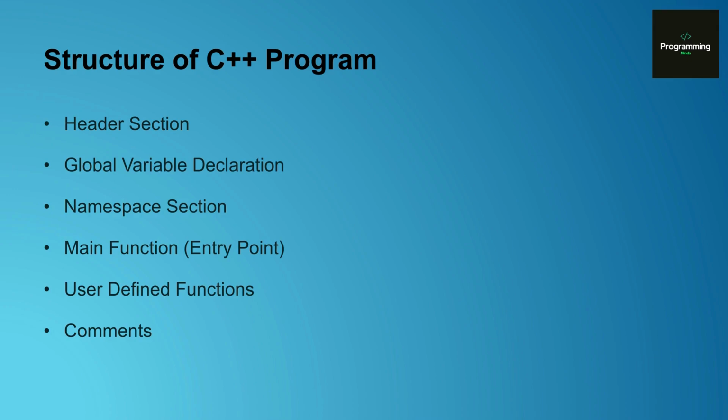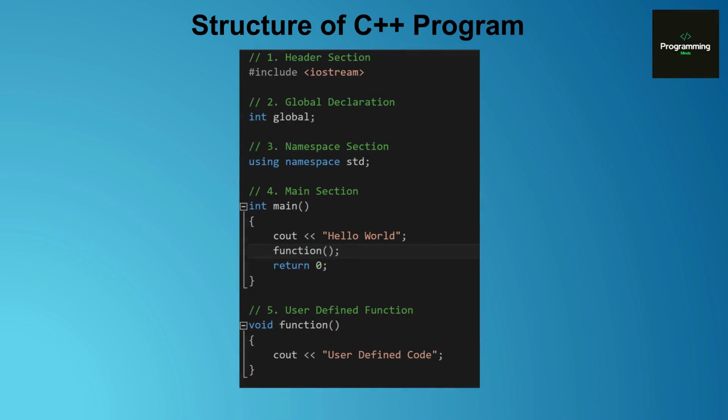C++ has different sections: the header section, global variable section, namespace section, main function, which is the entry point to the program, then the user defined functions and the comments. Let me show you an example in which I'll explain all the sections step by step. Now if you see here, we have one code which has the main function and the other sections. So let's get started with the first section, the header section.